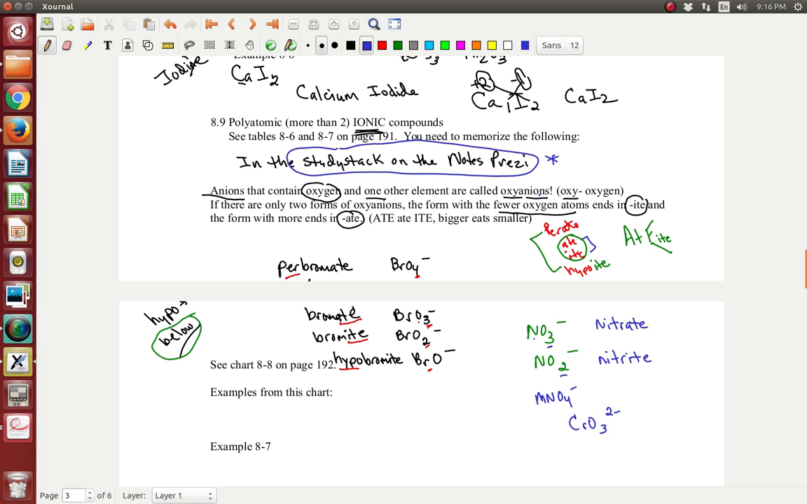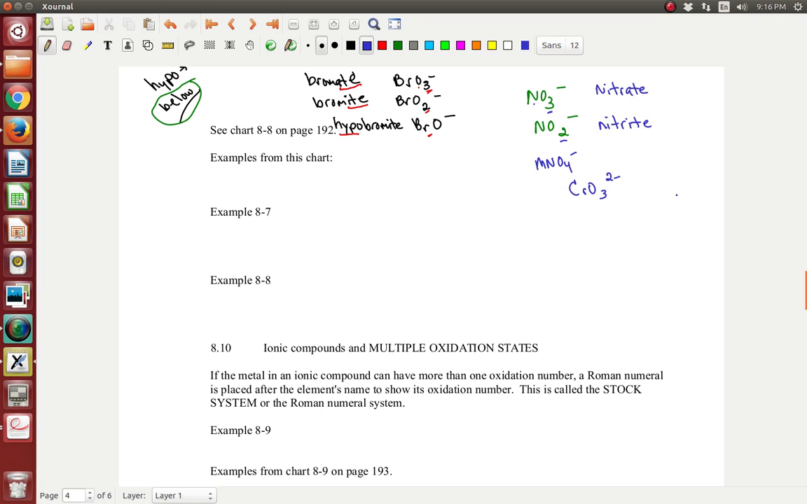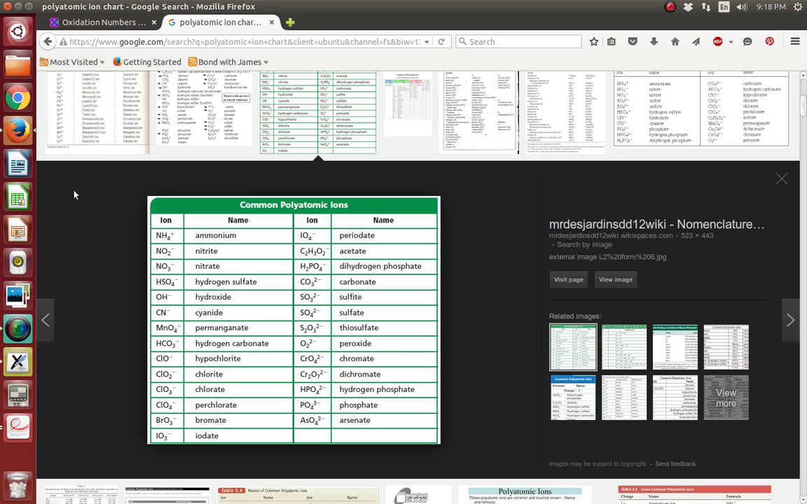Okay, now examples from the chart. That was what we just did. Now we're going to do 8-7. Example 8-7 says to name this guy here. This one's actually really easy. If you look at your polyatomic ion chart, that's what you're going to need for this. You're going to use a bunch. I think we're going to have a race with it on one day. Here is the thing we're going to name. All right, look on your polyatomic ion chart. I pulled up one on the internet that's not exactly like you have, but it does have it.